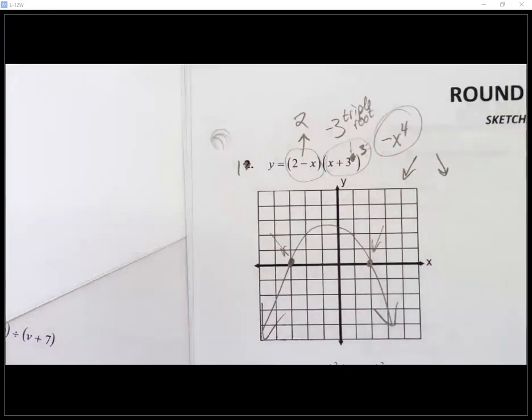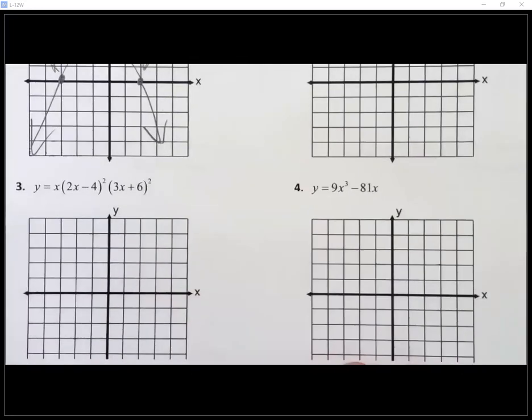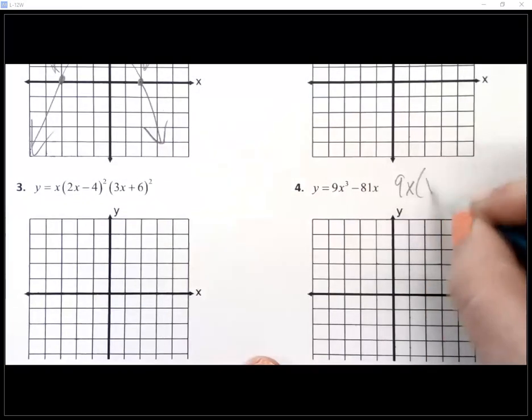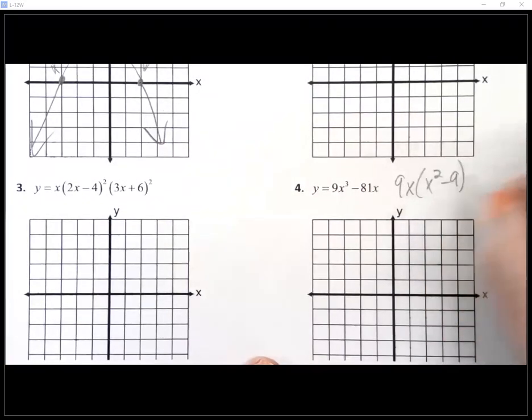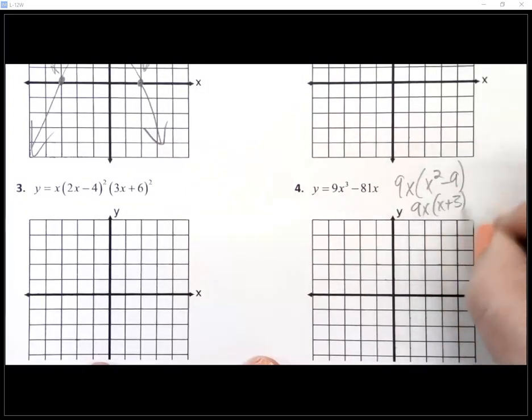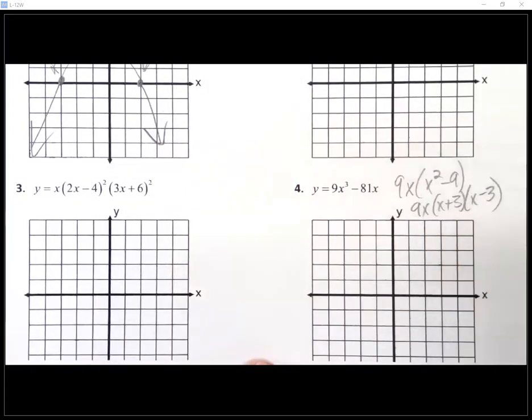So when you get to something like number 4, how are you supposed to do that? Because that's not factored for you. Oh, yeah, you just factor it. So couldn't you take out like a 9x and be left with x squared minus 9? And then doesn't x squared minus 9 just factor into x plus 3, x minus 3? Oh, so if you have one that's not factored, you just factor it and then you go from there. Okay, all right. We're cruising right through.